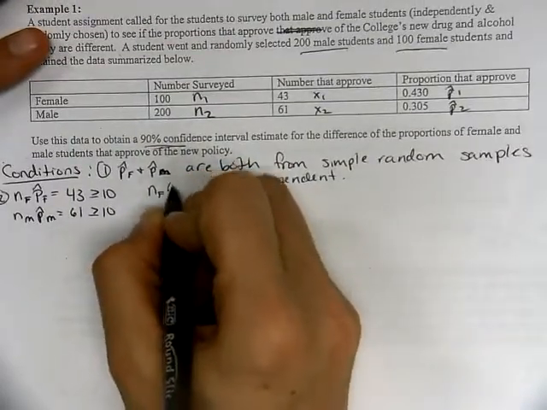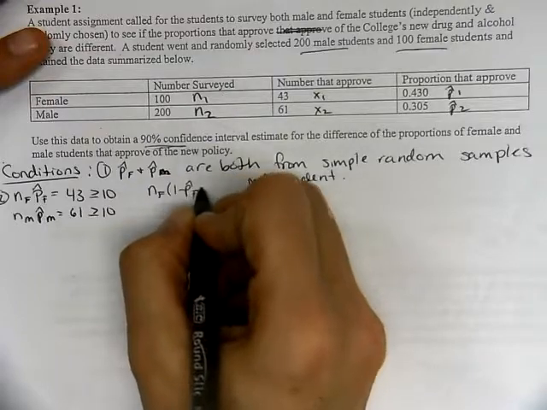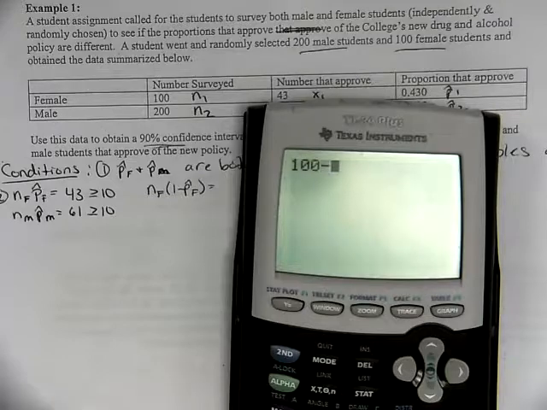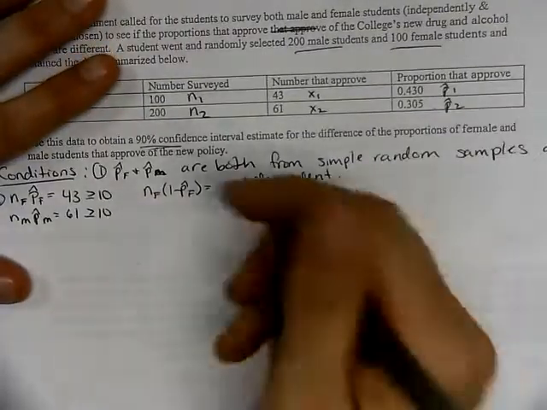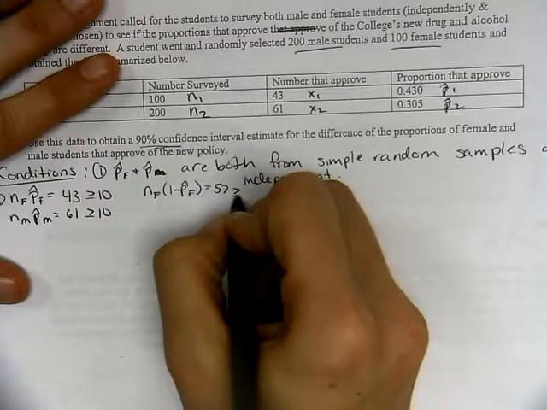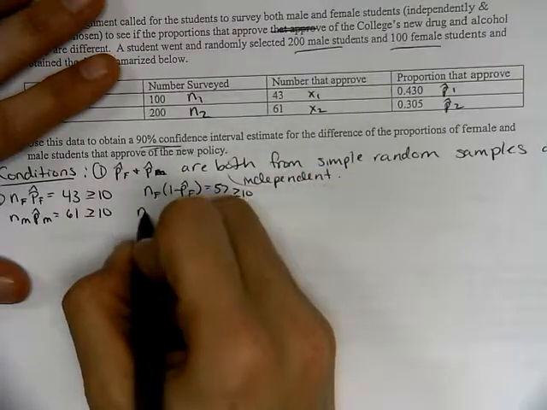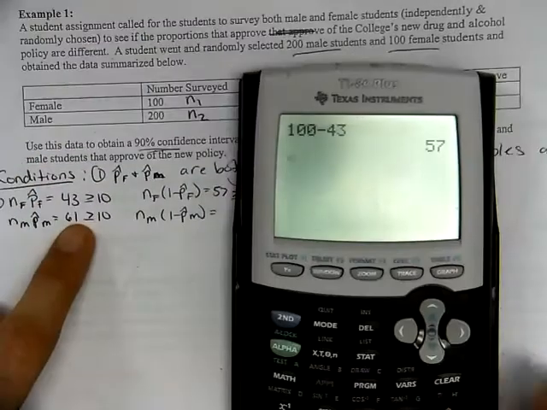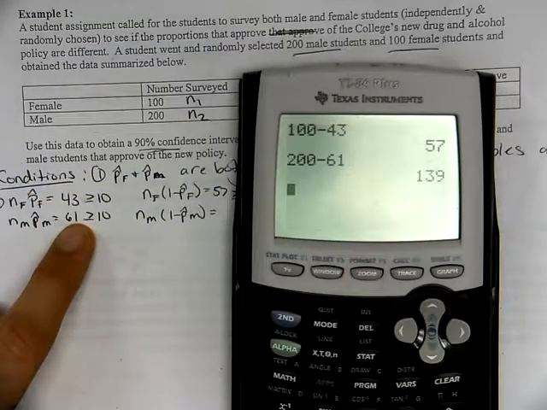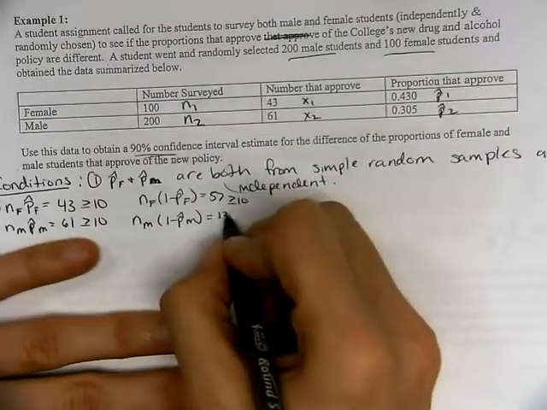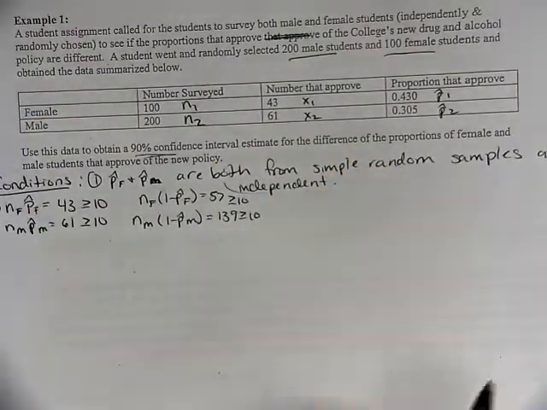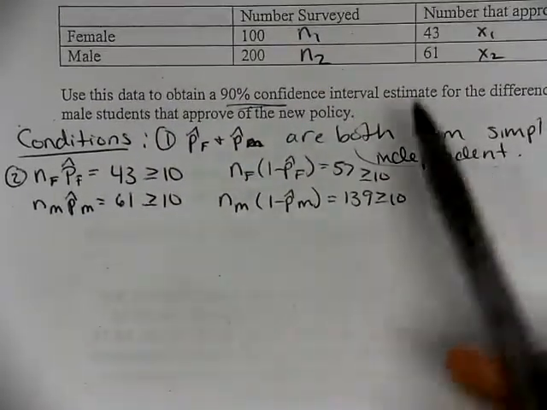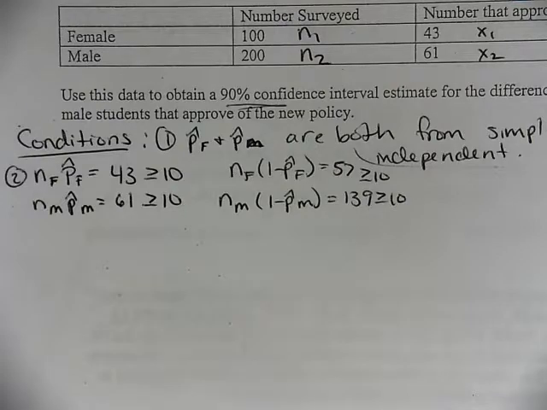The number of females times 1 minus p hat for the female: if 43 said yes, that means 57 said no. So that's greater than or equal to 10. N of the male times 1 minus p hat of the male: so 200 minus 61, 139. So all those are greater than or equal to 10. So I can just use the regular numbers, the x's, since they were given. But if you were given a percentage, you'd actually have to figure it out.